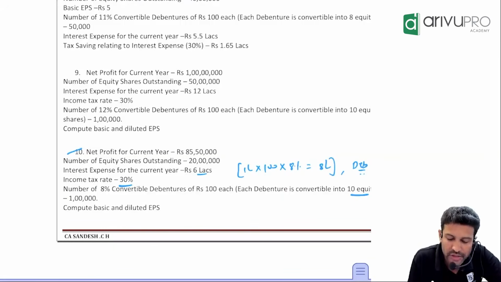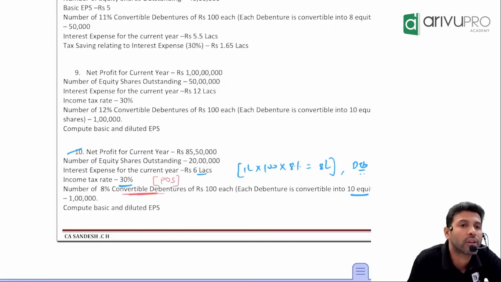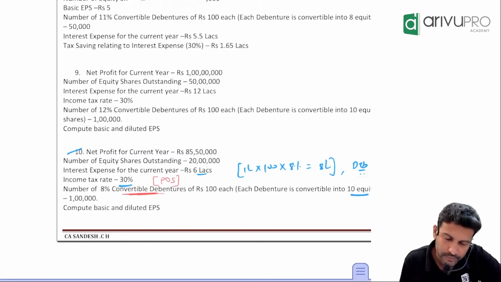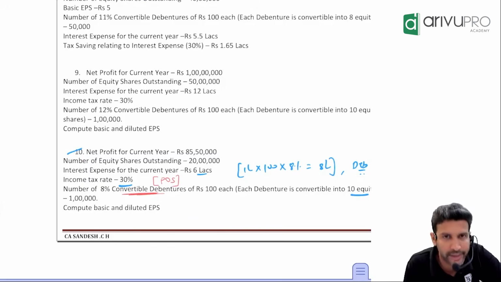Now, check this. Interest expense for the current year is 6 lakh. Income tax rate 30%. Number of 8% convertible debentures. The moment convertible debentures come, we call this POS, potential ordinary shares. Currently they are debentures, but in future they may become equity shares. So if POS is there, we have to calculate diluted EPS separately.